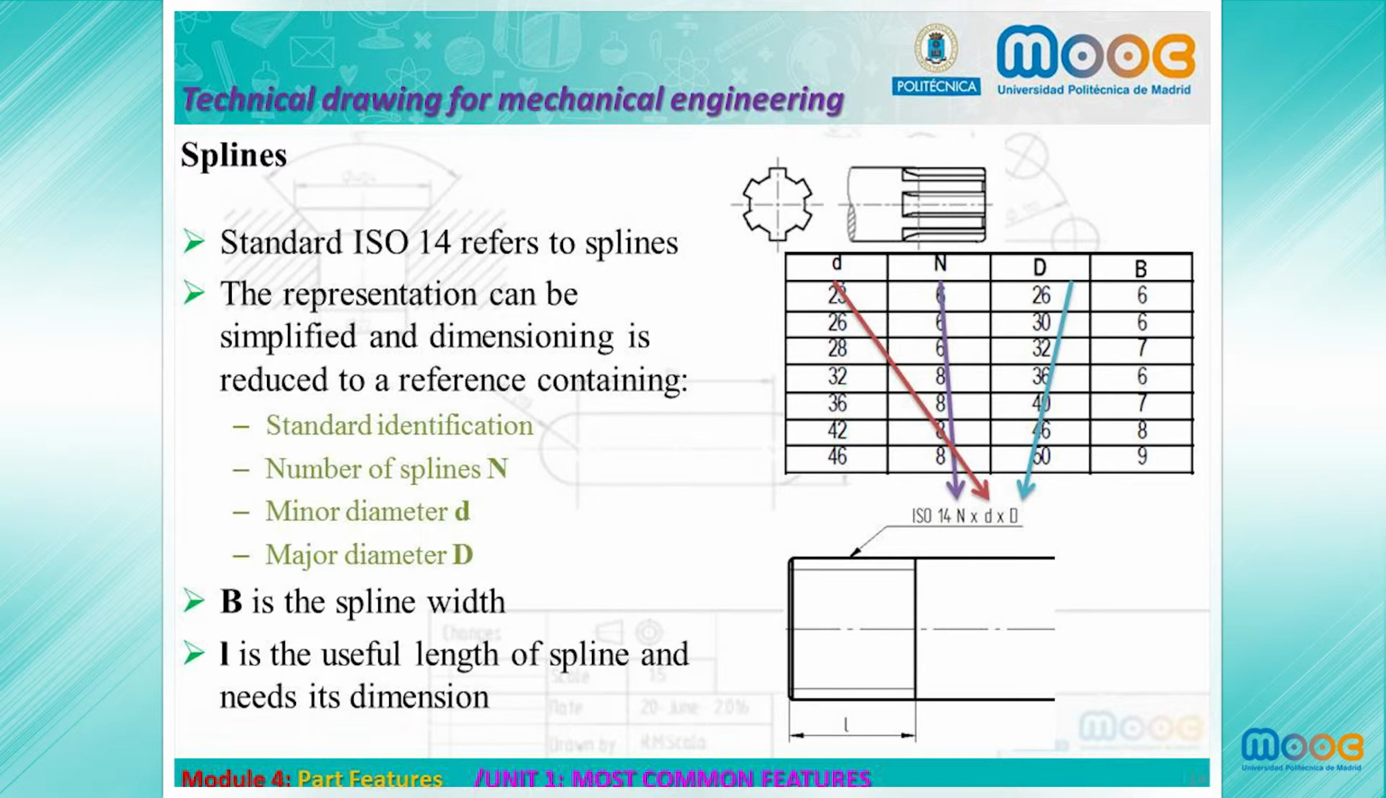Splines. Standard ISO 14 refers to splines. The representation can be simplified and dimensioning is reduced to a reference that must contain the standard identification, the number of splines N, the minor diameter d, and the major diameter D. B is the spline width. L is the useful length of a spline and needs its dimension.